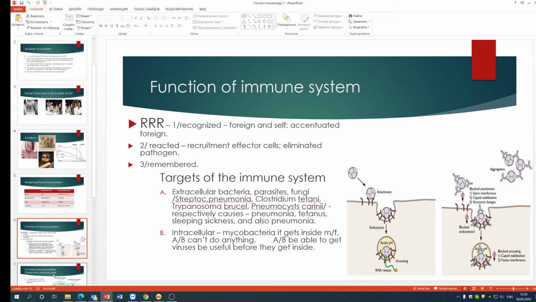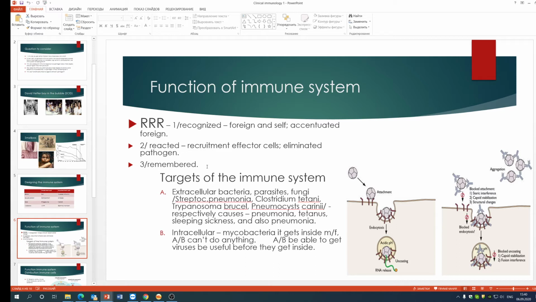Which functions does the immune system have? Three main ones. First, it recognizes foreign versus self, accentuating the foreign, of course. Second, it reacts: recruiting effector cells and eliminating the pathogen. And third, it remembers. This is important for a secondary attack with the same antigen.